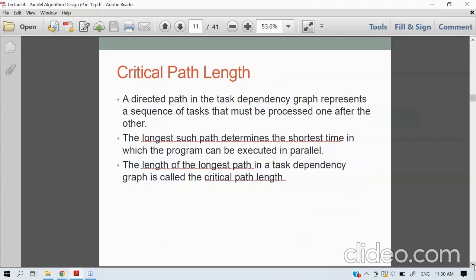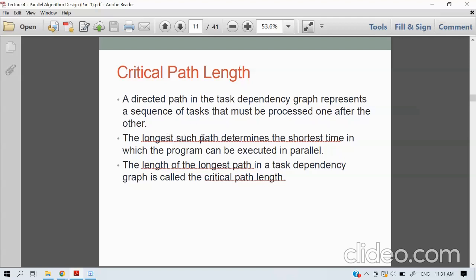All right. So the next one we call the critical path length. What is meant by this is a directed path in the task dependency graph that represents a sequence of tasks that must be processed one after another. Please imagine you have the graph, you have the nodes. We need to identify each node too. That is the sequence of tasks that must be processed one after another. So we can find the critical path length from that graph, or nodes.